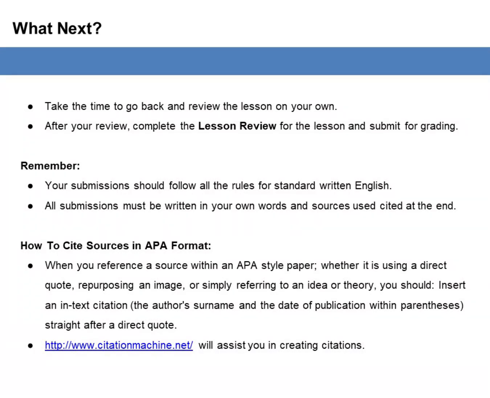How to cite sources in APA format. When you reference a source within an APA-style paper, whether it is using a direct quote, repurposing an image, or simply referring to an idea or theory, you should insert an in-text citation: the author's surname and the date of publication within parentheses straight after a direct quote. CitationMachine.net will assist you in creating citations.